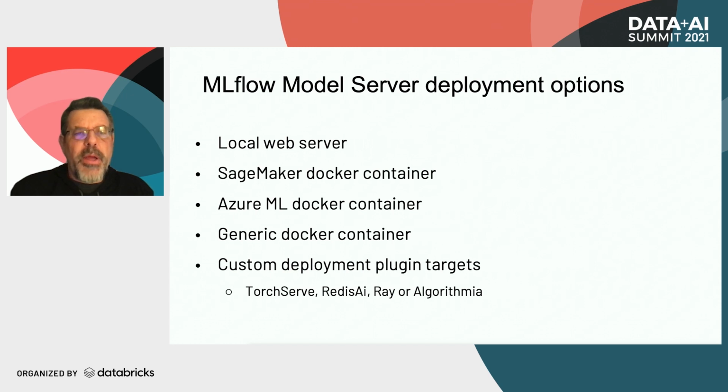The other one is the SageMaker Docker container. So this is essentially geared toward, obviously, SageMaker. One of the nice things about the SageMaker Docker container is you can run it in local mode. So before pushing it up to SageMaker, you can actually test it and see if it's working fine. So this is great. I actually use this one a lot on my laptop. There's an analogous Azure ML Docker container. There's also a generic Docker container. And then there, of course, as I mentioned before, there are custom deployment plugin targets.